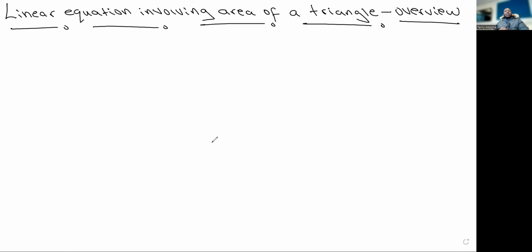Today we'll be talking about linear equations involving the area of a triangle. In this video, I'm going to give a general overview, try to remind us of things like the types of triangle and the 4 general ways of finding the area of a triangle. Then in the next video, I'm going to pick each of the methods and talk about it.